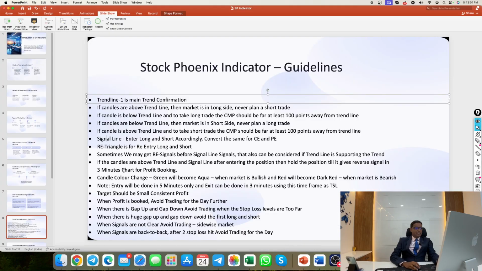Next, sometimes we may get a re-entry signal before signals. That also can be considered if the trend is supporting that same direction. If the candles are above the trend line, after entering the position, hold the position till you get the reversal signal. Use the 3 minutes chart for profit booking.